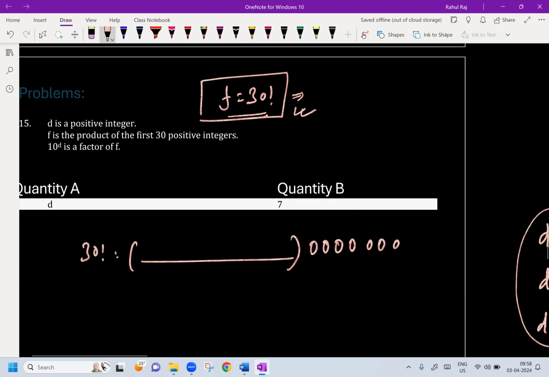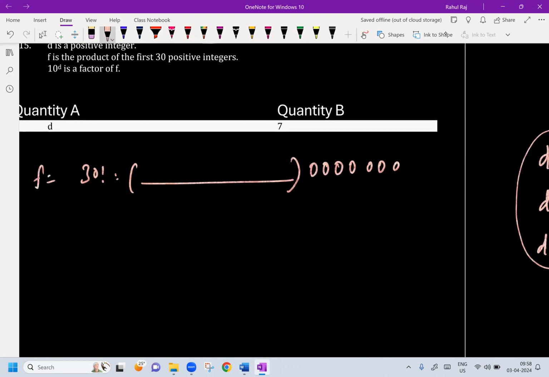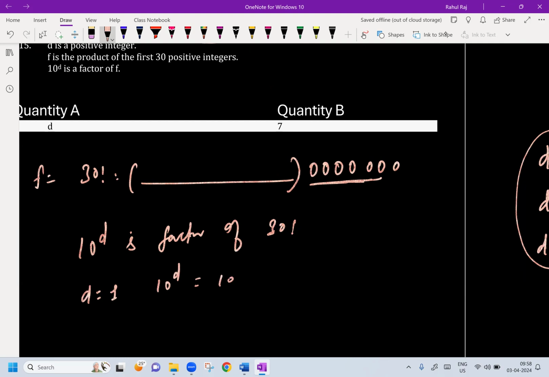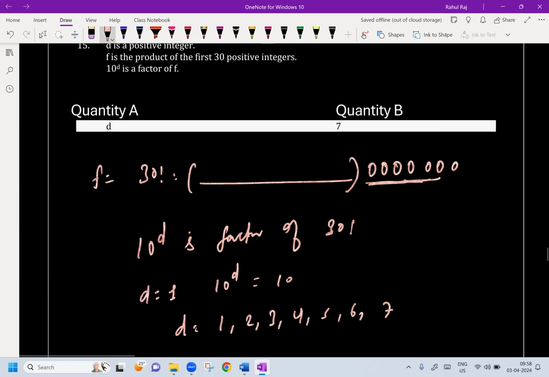Now in this case, what is given to you? f is 30 factorial. I don't care what the number is, but I know at the end there are 7 zeros. Now it says 10 to the power d is a factor of this. If I take d equal to 1, 10 to the power d is 10. Is 10 a factor of this number, which contains 7 zeros at the end? Of course. So d can be 1, 2, 3, 4, 5, 6, 7, because there are 7 zeros at the end. So the quantity d could be any, but the answer is 7.